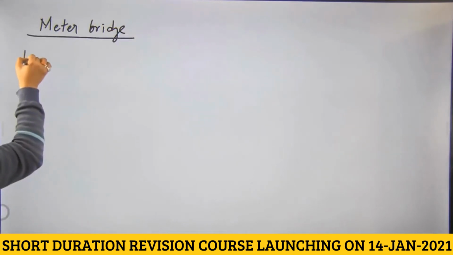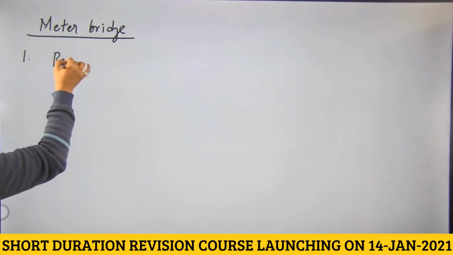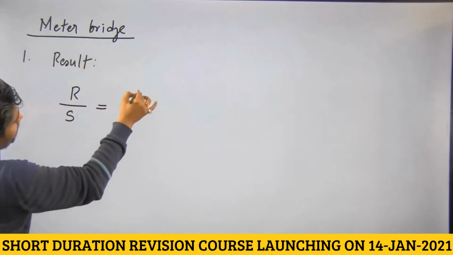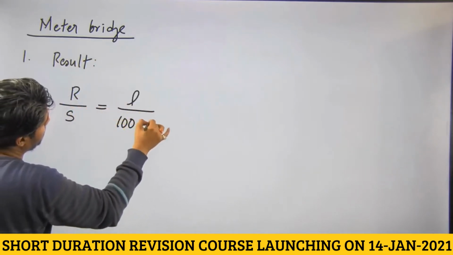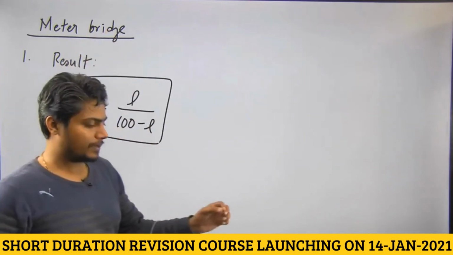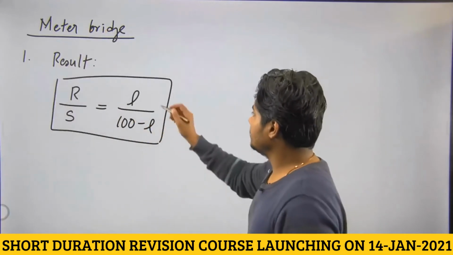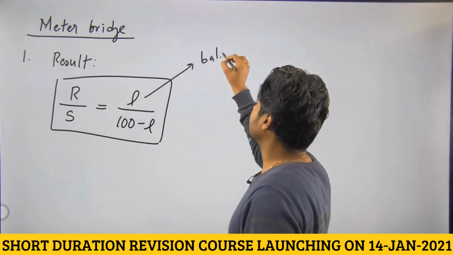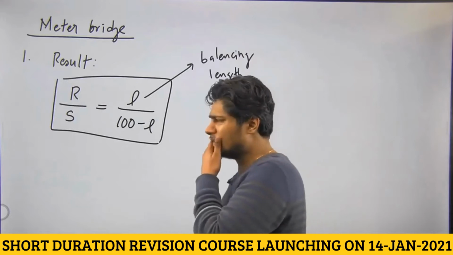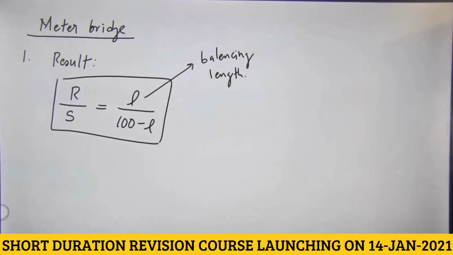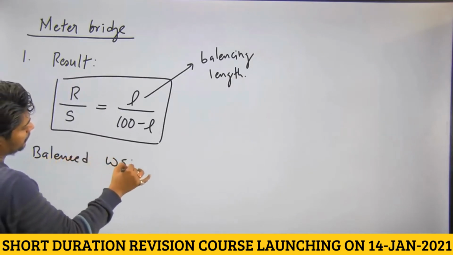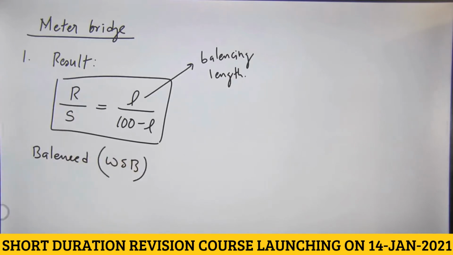The basic principle of this bridge, the basic result you can say, is R upon S will be equal to L upon 100 minus L. We call it meter bridge because the length of the wire in this is about 100 centimeter. So, this L is the balancing length. Very simple concept for meter bridge. It works on the principle of balanced Wheatstone bridge. So, that is the basic principle behind this result.